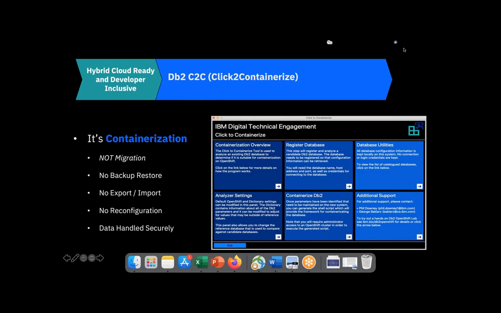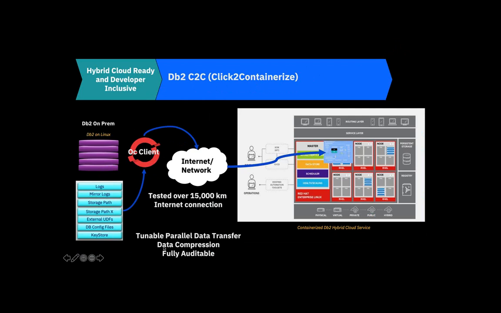Essentially, your team does not need very strong skills in containerization, because this tool will analyze the on-prem database. It will analyze the shell of the container that you would like to move your database to. It will give you, as a DBA, options to confirm which configurations, if there are differences, you would like to persist. Then with one click, it will shift the whole database, including the logs, the mirror logs, storage paths, external UDFs, DB config files, even keystore security data, and actually deploy it into a container, and you will have exactly the same database running in a containerized fashion in Db2 on OpenShift or Cloud Pak for Data.